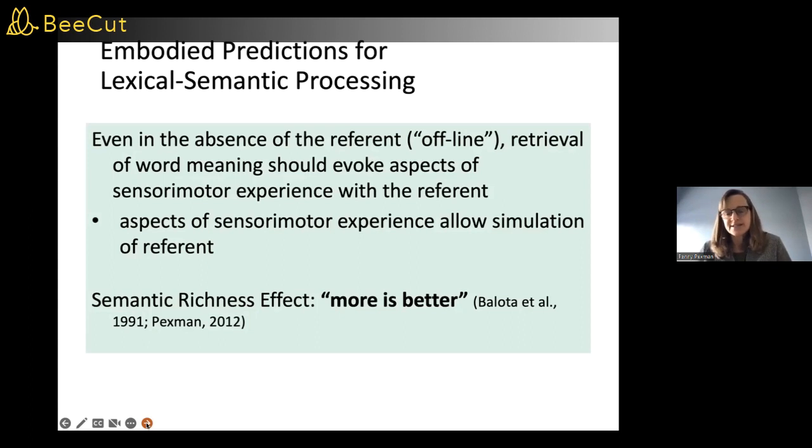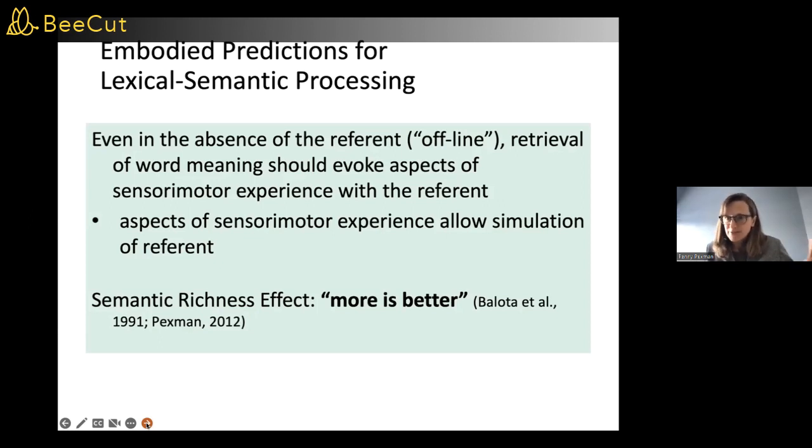Well, one of the things it says is that even if you're not interacting with the concept itself, even if you're just looking at a word on a screen or reading a word in a sentence, you should still, in order to process the meaning, generate the meaning, retrieve the meaning of that word, be evoking aspects of your previous sensory motor experiences with the referent. And so you are simulating aspects of sensory motor experience in order to retrieve meaning.